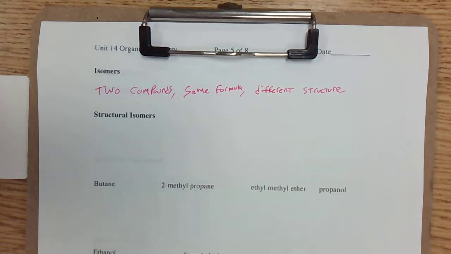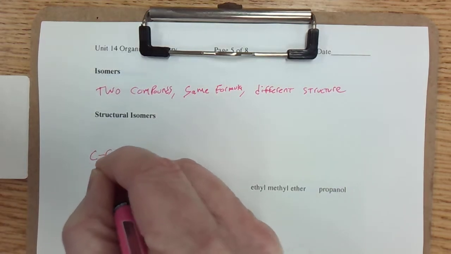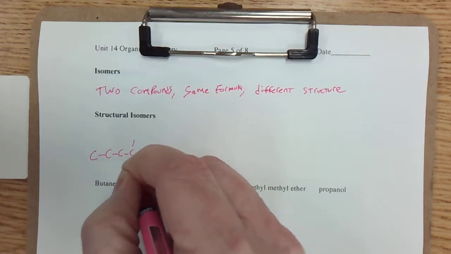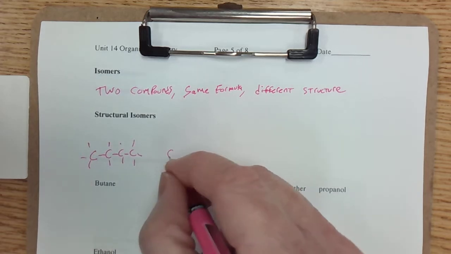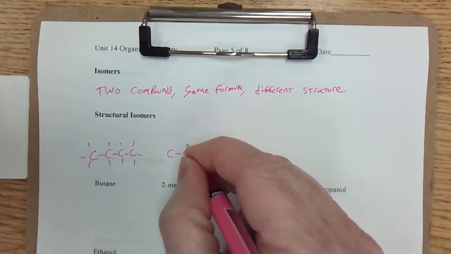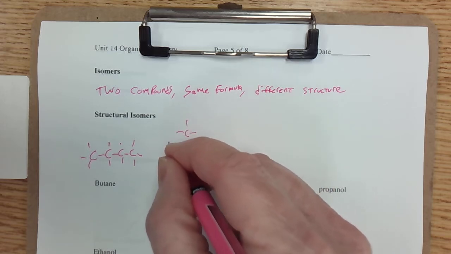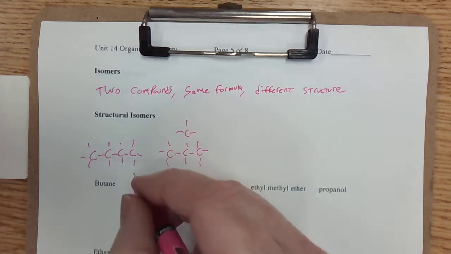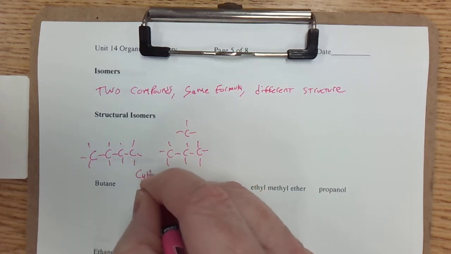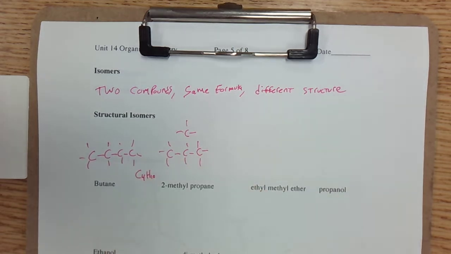So let's talk basically about a structural isomer. Butane and 2-methylpropane. Butane has 4 carbons long. 2-methylpropane is 3 carbons long with a methyl there. Now in both cases, it's the formula C4H10, but it's put together a different way.